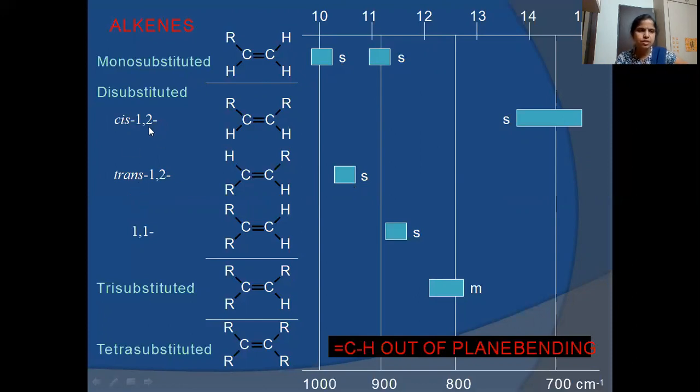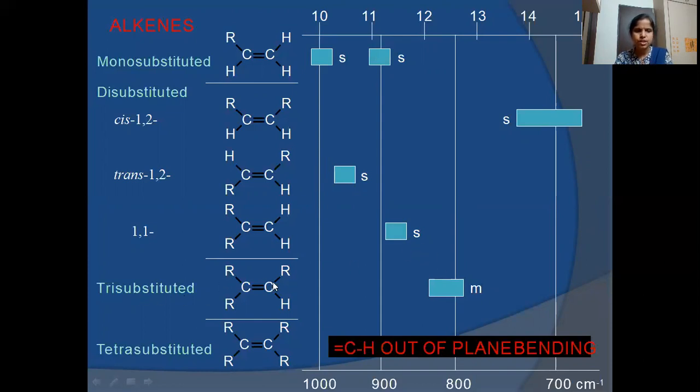How? Because cis appears as only one sharp band. And what is the range? At around 700, you can take it as 800 to 750, there is a band appearing, which is for cis. And if it is trans, you can see it appears in the region of 900 to 1000. Then 1,1 disubstitution, a sharp band again between 800 and 900.